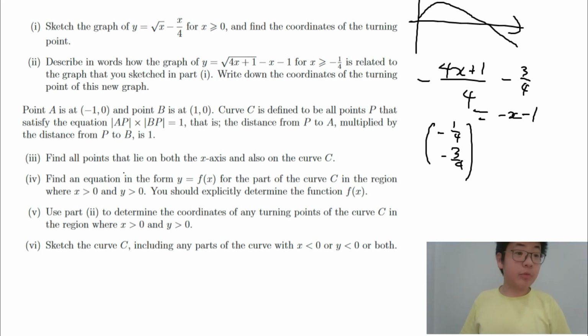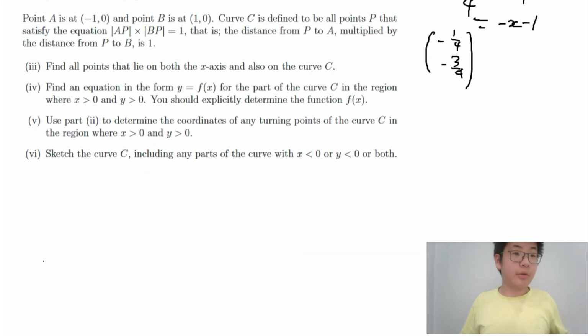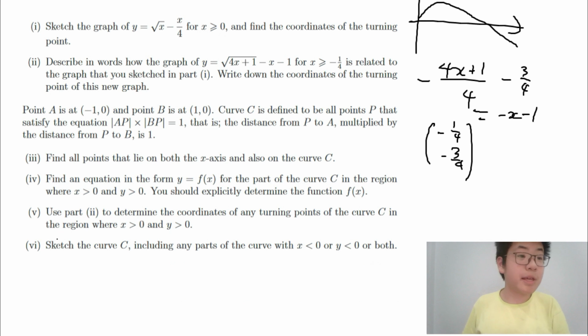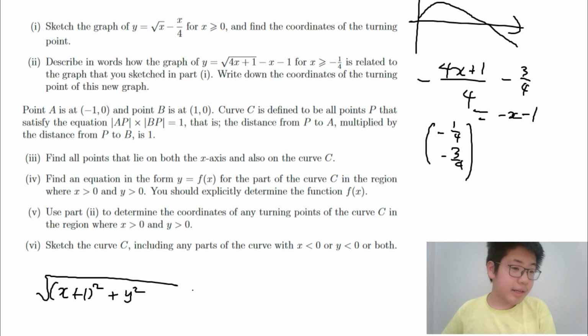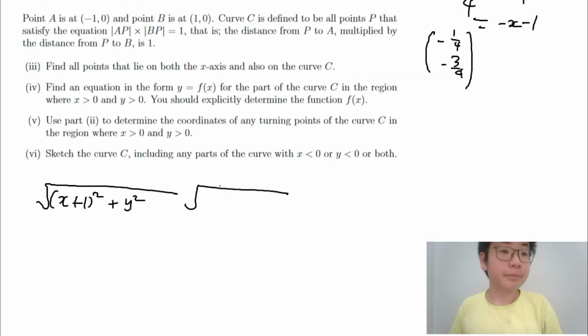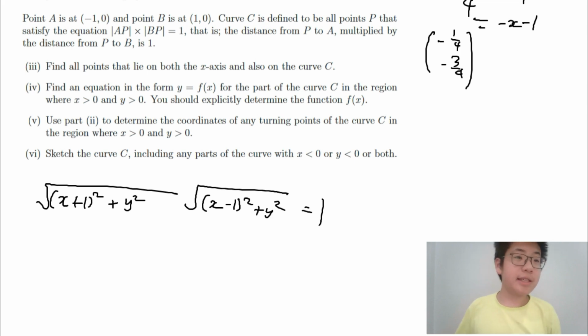Point A is at negative 1, 0, and point B is at 1, 0. Curve C is defined to be all points P that satisfy this equation. So, what do we do? We take the Euclidean norm, which is the fancy math word for distance, and then use the formulas, and then we multiply them to get 1. Easy as pie.